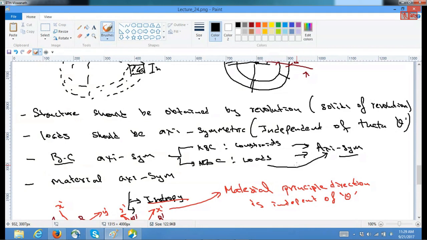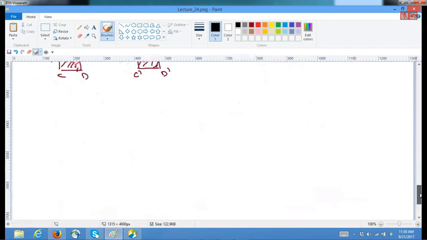Or an approximation. So with that as a consideration, let us see how the axisymmetric formulation would be carried out.